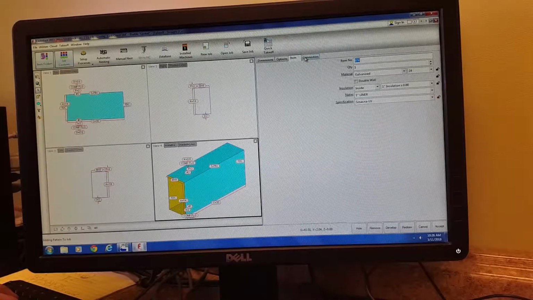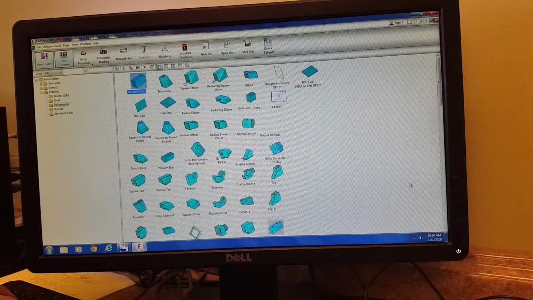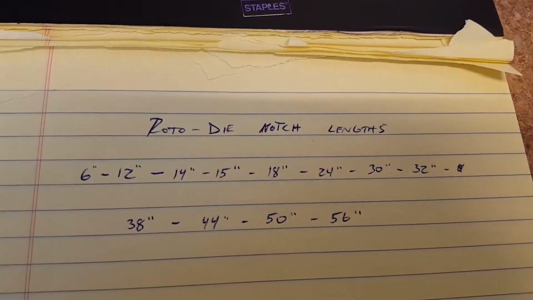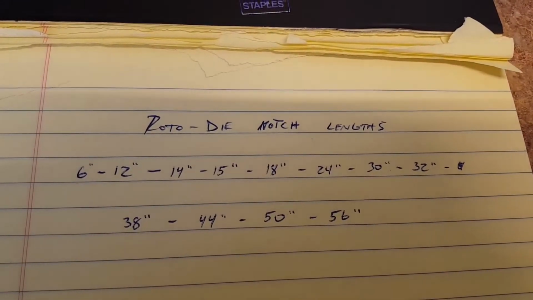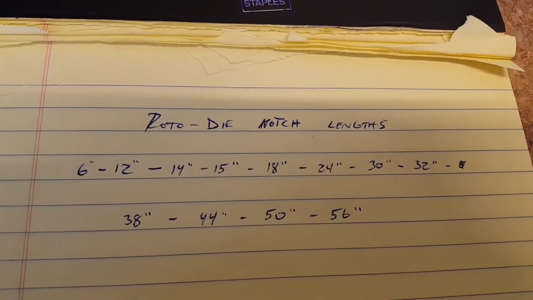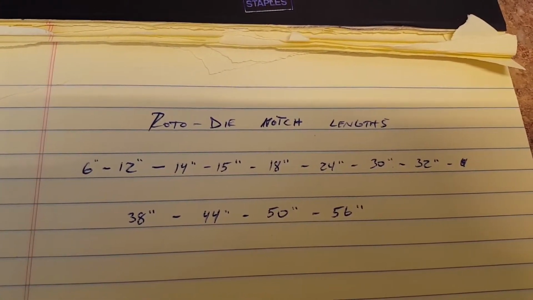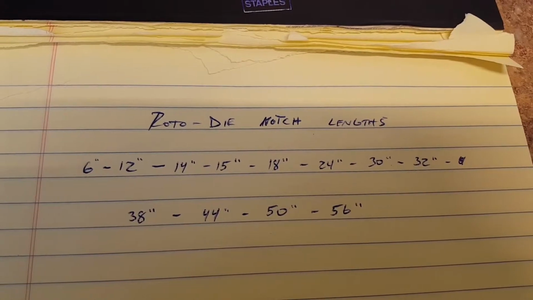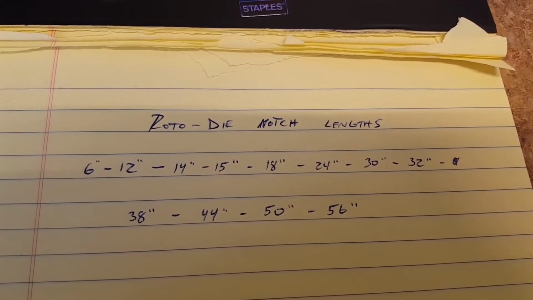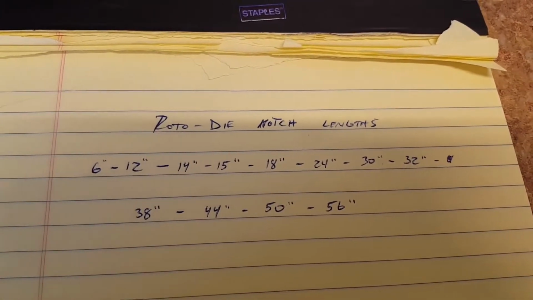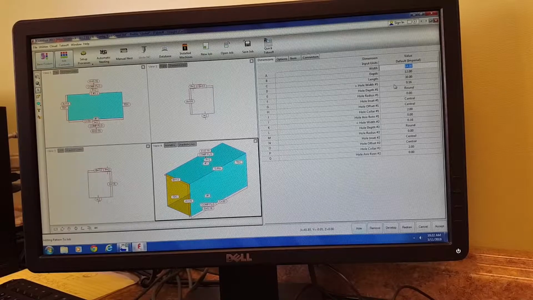The V-notches we'll talk about after. All the sizes we need to use. Here it is. Roto die notch length 6, 12, 14, 15, 18, 24, 30, 32, 38, 44, 50, and 56. Of course, you can modify these a little bit if you want to use a 1/4 inch or less. But I'll show you how to do that in real life instead of this video, which shows you the basics.